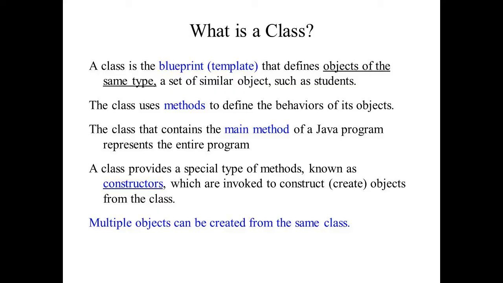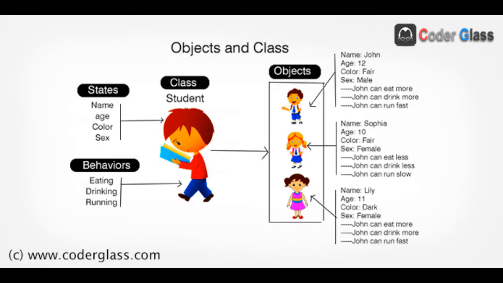So next is class. A class is a blueprint or a template that defines objects of the same type. Since class and objects are interrelated, a class too has data and functions. For example, consider a class named student. A student has its data as name, age, color, sex, etc. And the functions can be eating, drinking, running, etc. So here you can see the class student has three objects named John, Sophia and Lily with their own unique characteristics and behavior. So that's all about real life class.